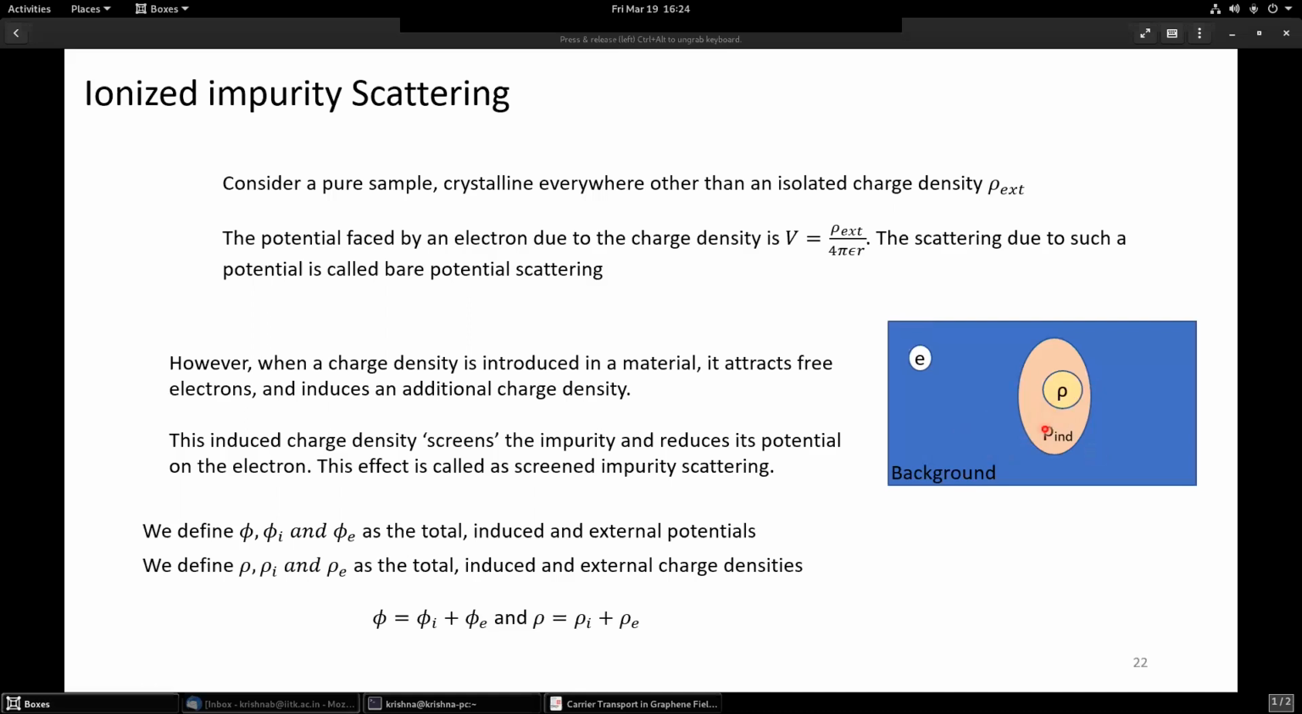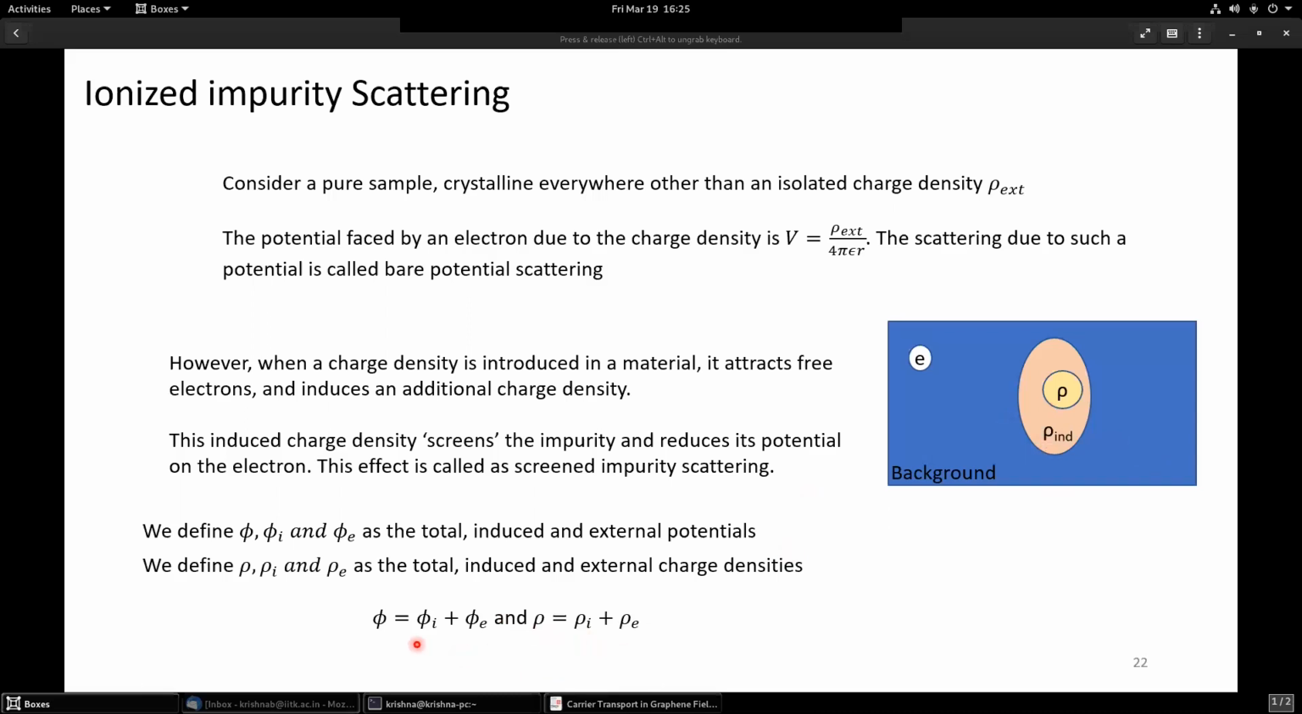So what we have is a charge density which is external, which is rho e. We have an induced charge density which is rho I. So the total charge density can be written as rho is rho I plus rho e. Right? It's simple arithmetic. You have to also include the sign of these charges. I should not say vector; it is just sign arithmetic.